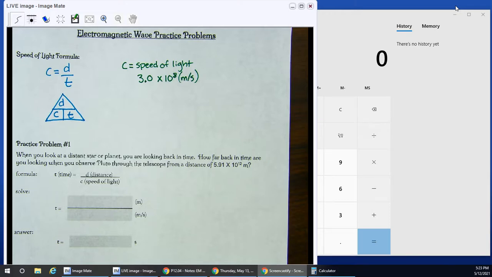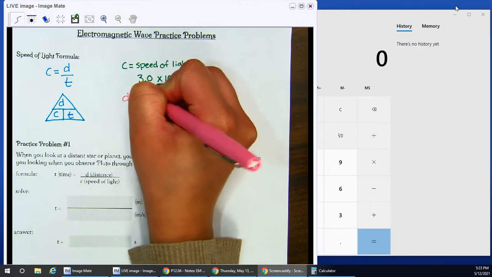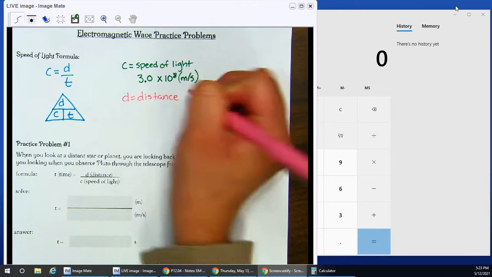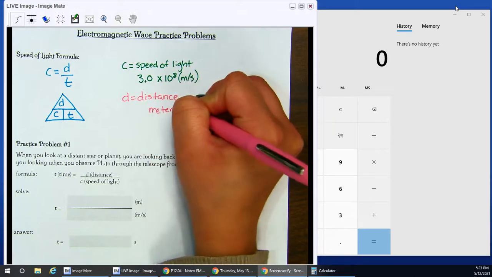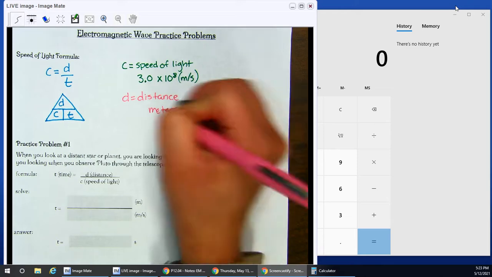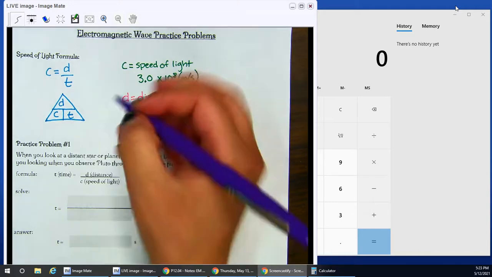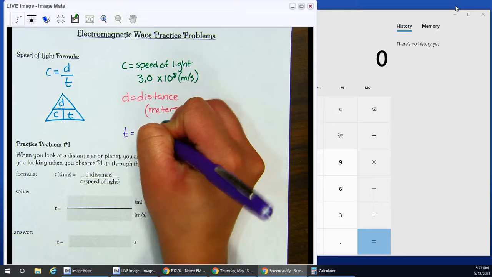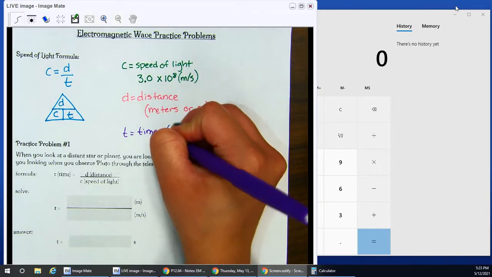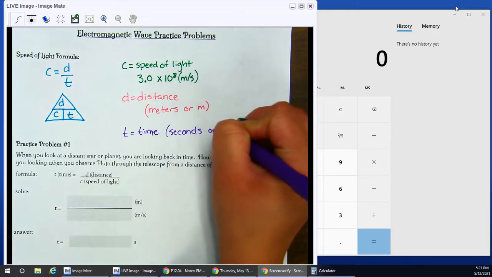Then we have D. That stands for distance. And distance is always going to be measured in meters, or just M. And then finally, we have T. That stands for time. And time is always going to be measured in seconds, or just S.